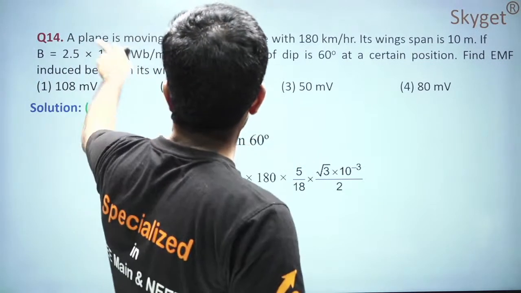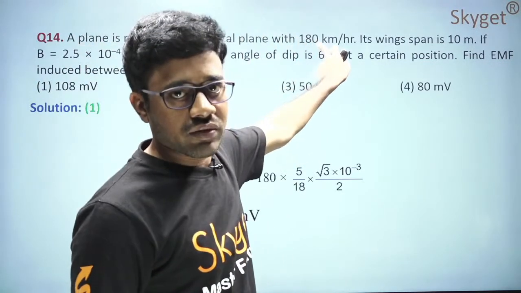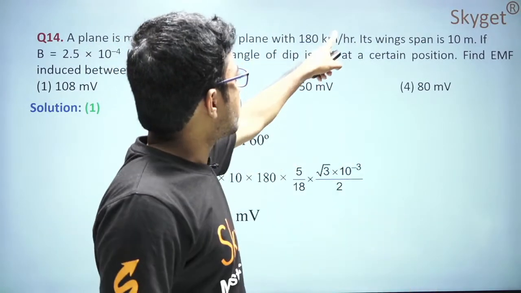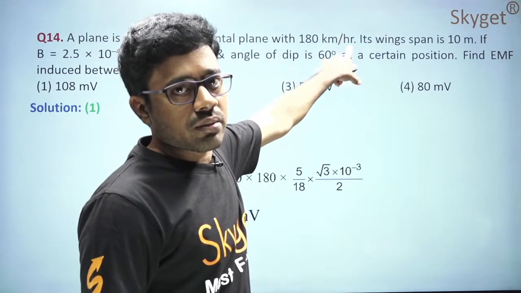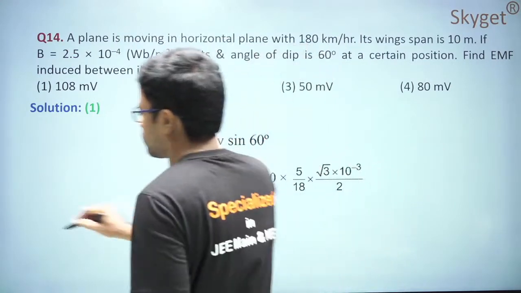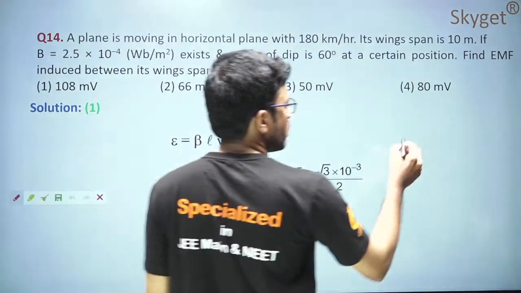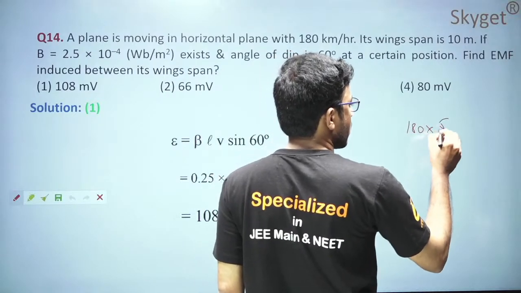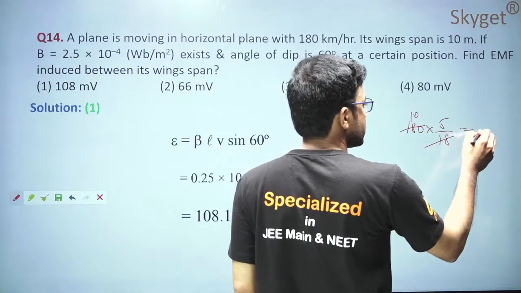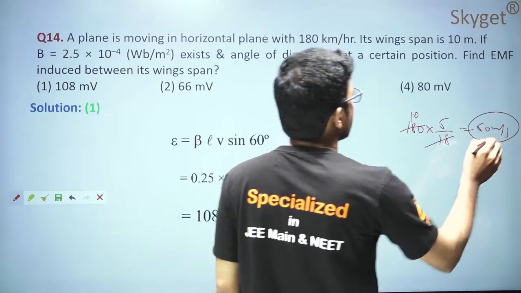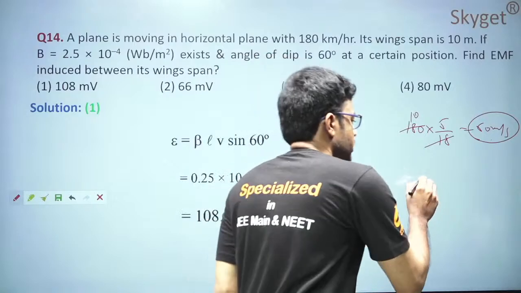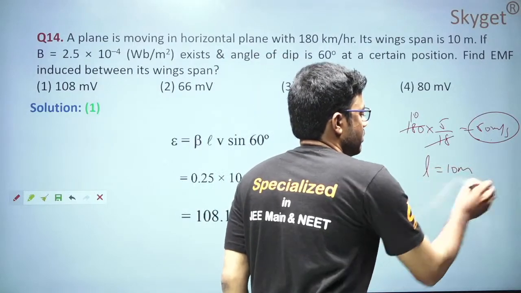In problem number 14, he has given a plane moving in the horizontal plane with a velocity of 180 km per hour. Obviously convert into meters per second: 180 into 5 by 18, which gives 50 meters per second, the velocity of the plane. Its wingspan is 10 meters, so the length of the wings is 10 meters.